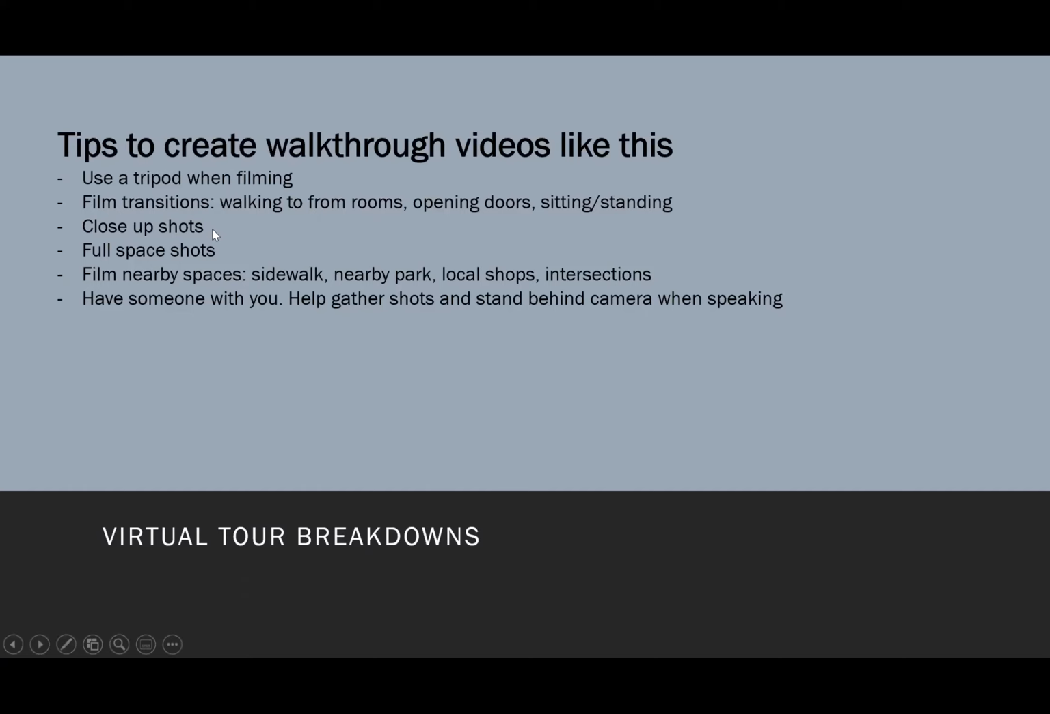And then close-up shots, again, like you can see, they did a zoom in to the high-end appliances. It could just be a close-up shot of the high-end appliances. Full space shot so you can see the layout of things. And then nearby spaces, again, the park, local shops, intersections nearby. Those will all help you create videos that feel a little bit more put together than others.